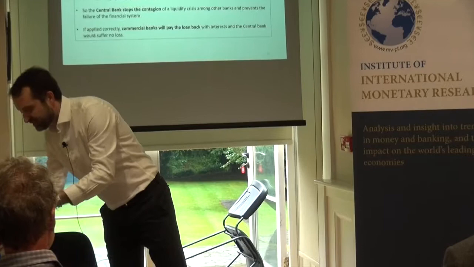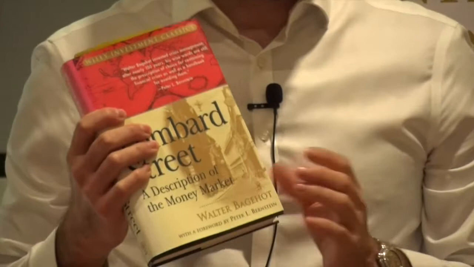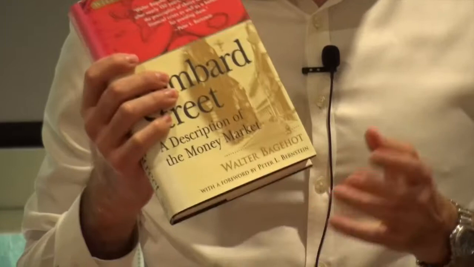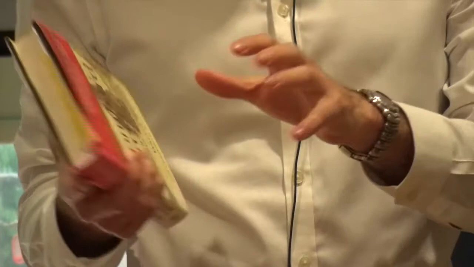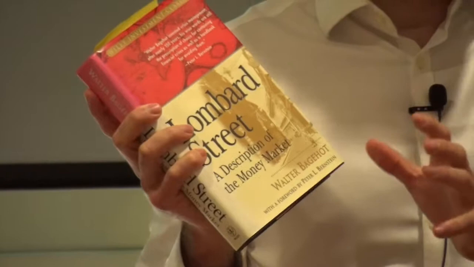According to Walter Bagehot, and this is another book that I highly recommend, Lombard Street, written in 1873, a description of the money market. Walter Bagehot was a journalist. I think he was a member of parliament. Well, he was many things, really. He was the editor of the Economist at the time, if I remember well. And he wrote this classic on how the monetary system worked in the later 19th century in Britain. And many principles still apply to the current system.